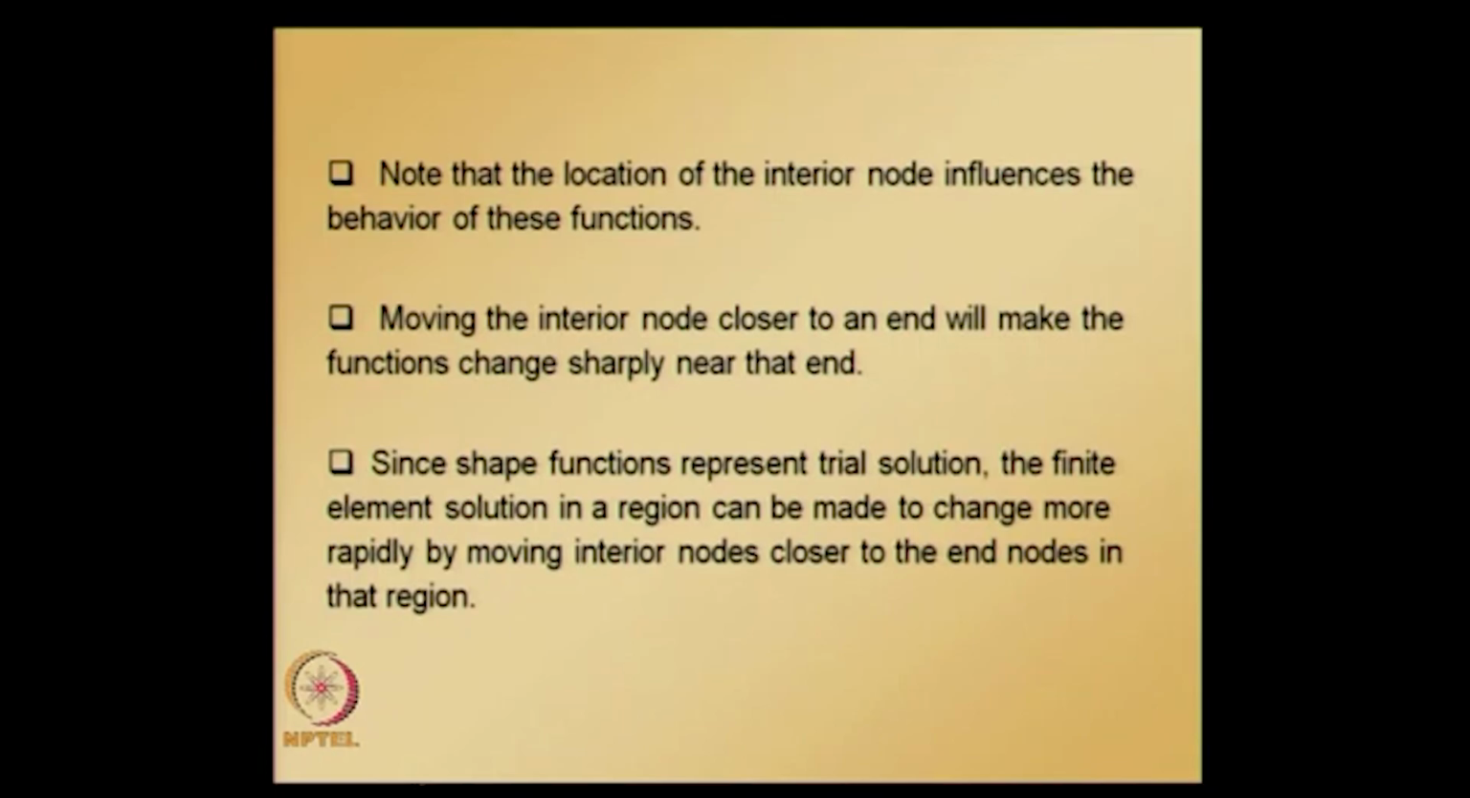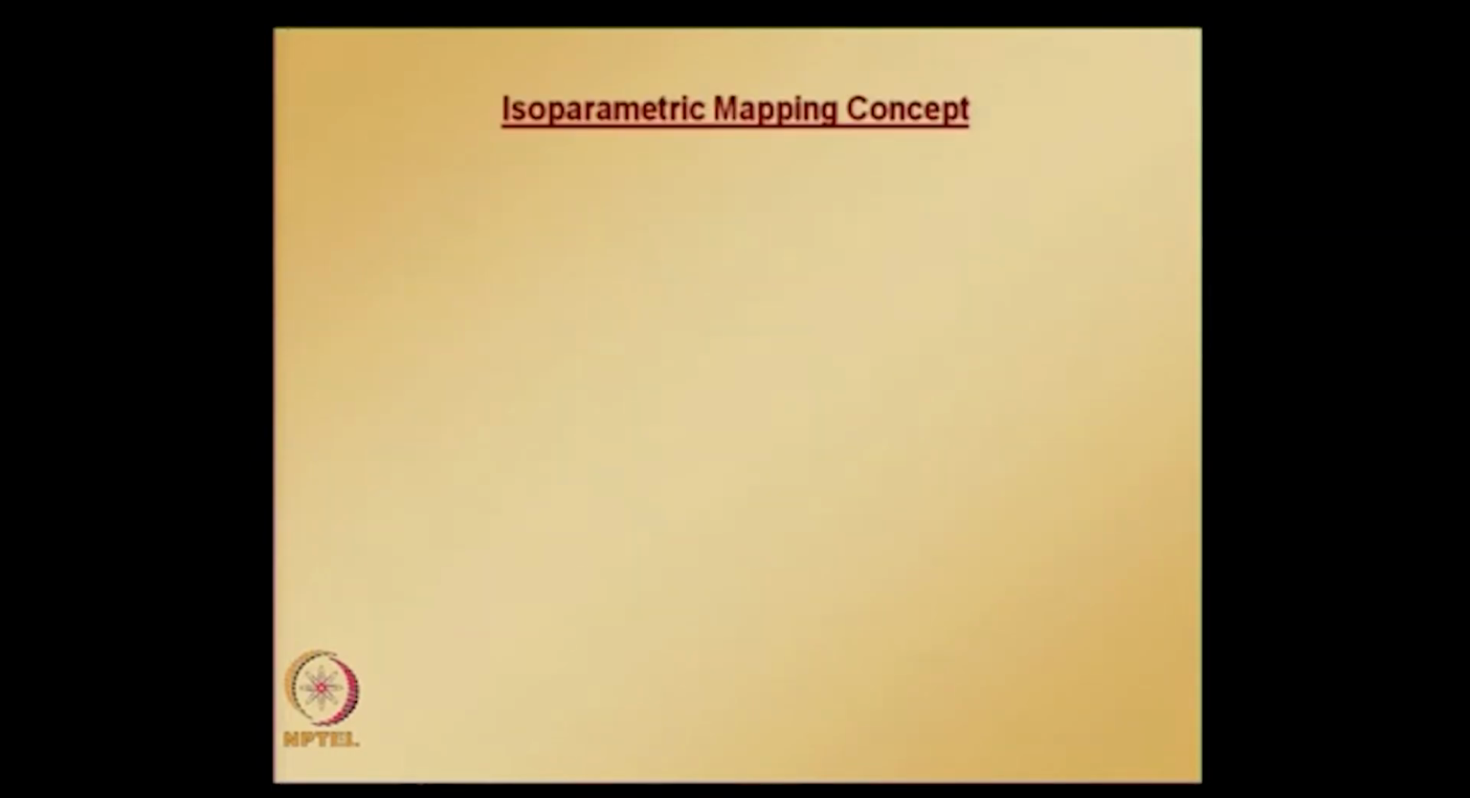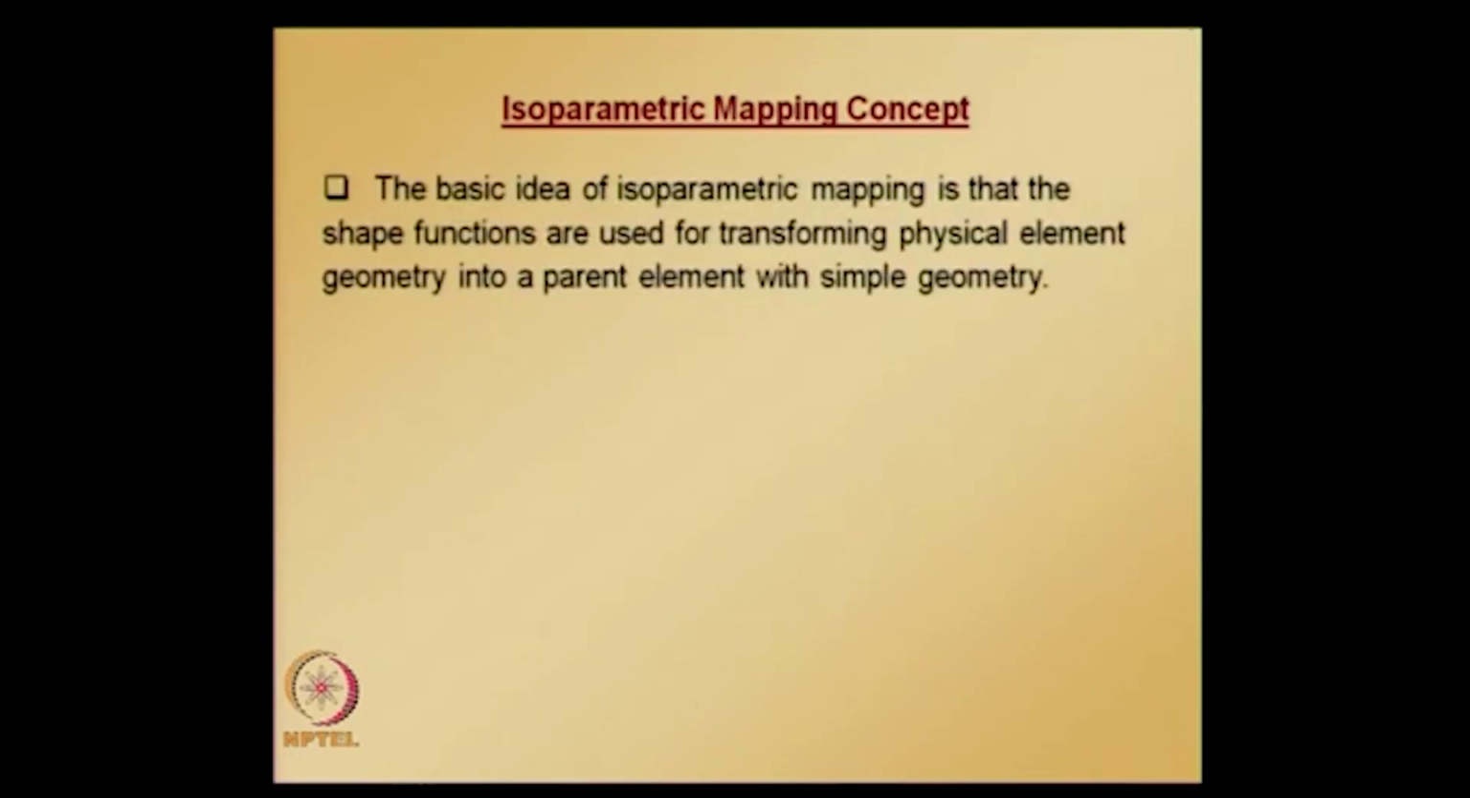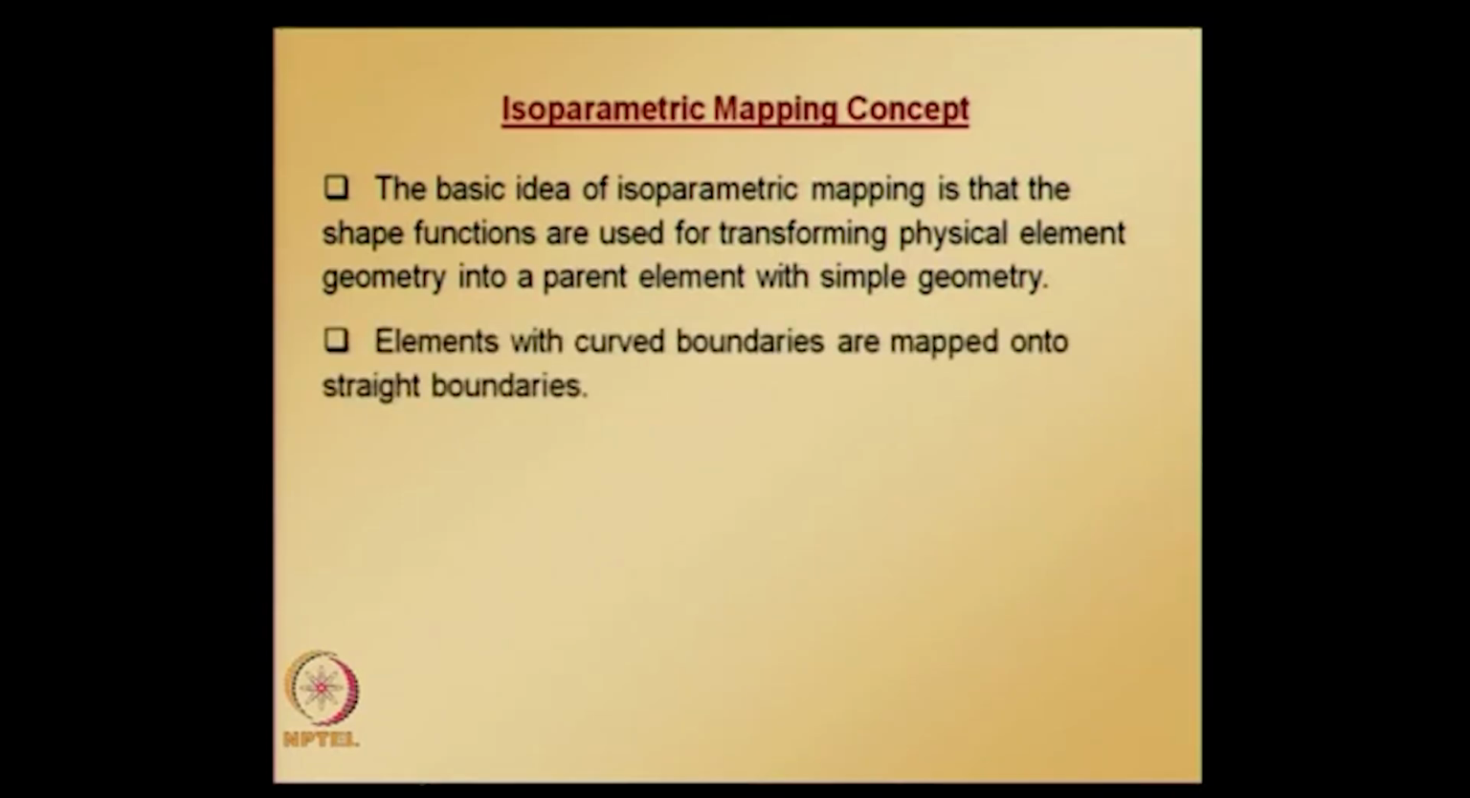So, now let us go to the next concept, isoparametric mapping. The basic idea of isoparametric mapping is that shape functions are used for transforming physical element geometry into parent element with a simple geometry. So, the physical element, the actual element, we are going to map onto a parent element, and especially elements with curved boundaries are mapped onto straight boundaries.